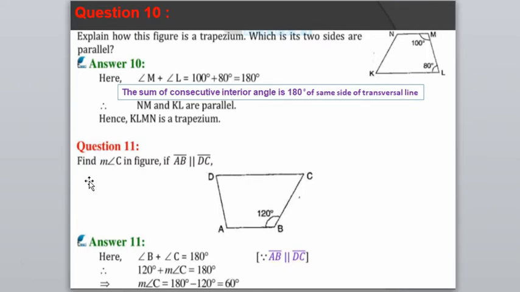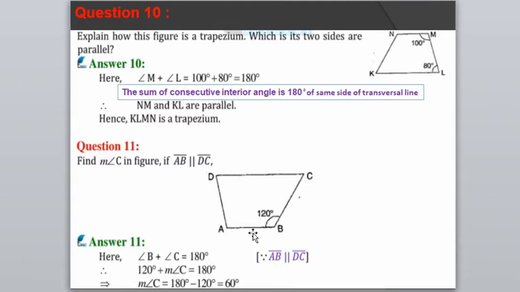Then question number 11. Find the measure of angle C in the figure if AB is parallel to DC. Here in the question we have to find the measure of angle C, and it is given that AB is parallel to DC. So in this figure one pair of sides is parallel, which means it is a trapezium.